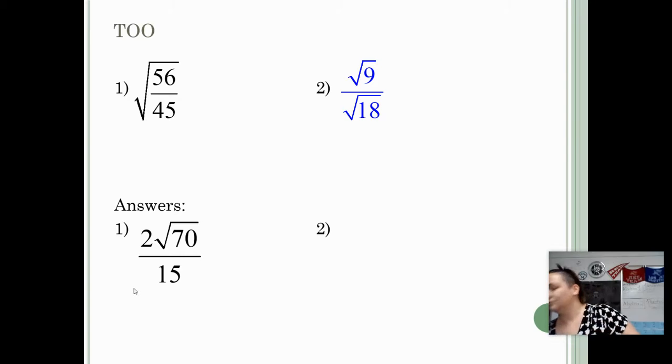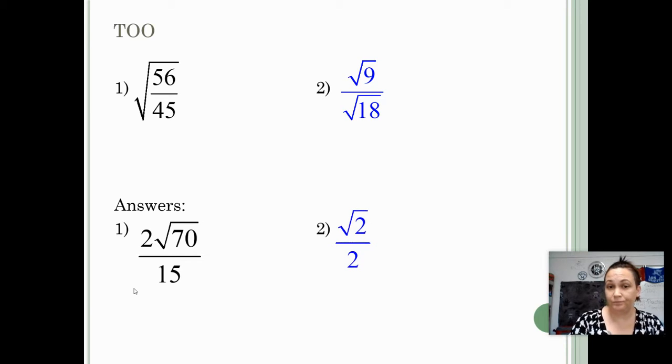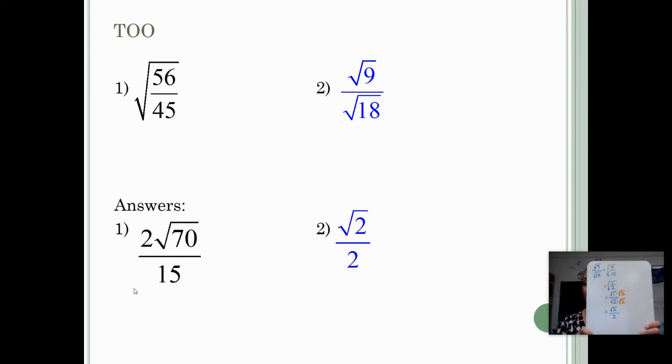All right, let's check number 2. And number 2 is a little bit tricky. There was a longer way to do the problem, and then there was a shorter way to do the problem. So I'm going to show you the shorter way. The shorter way to do the problem would be to recognize that 9 over 18 can simplify. 9 over 18 will simplify to 1/2.